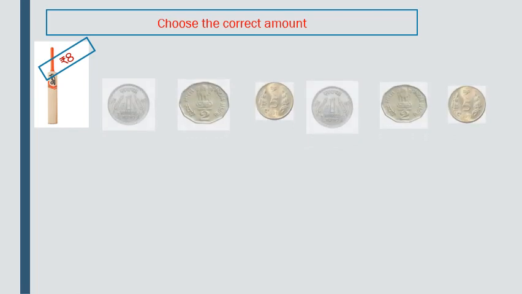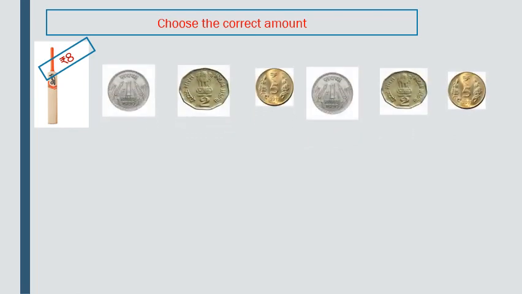Now let's go for shopping. Choose the correct amount for the following objects. Suppose the cost of bat is 8 rupees and you have 2 1 rupee coins, 2 2 rupees coins and 2 5 rupees coins. Now choose the correct amount for 8 rupees. You will choose 1 5 rupees coin, 1 2 rupees coin and 1 1 rupee coin. 5 plus 2 plus 1 is equal to 8 rupees.